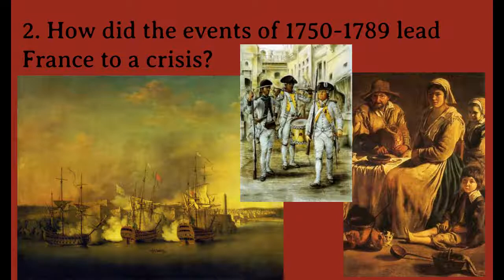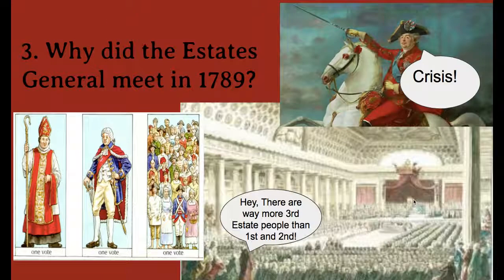These factors led to unrest, unhappiness, and it also led the king to look for solutions to his problems. Why did the Estates General meet in 1789? The short answer is because the king said so. Here's King Louis XVI, and he was in crisis. His major crisis was financial.